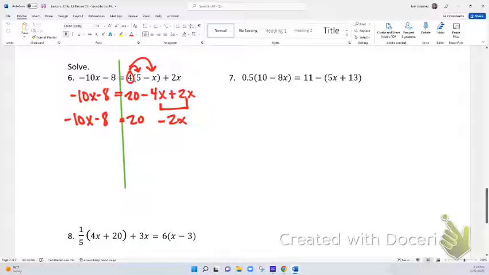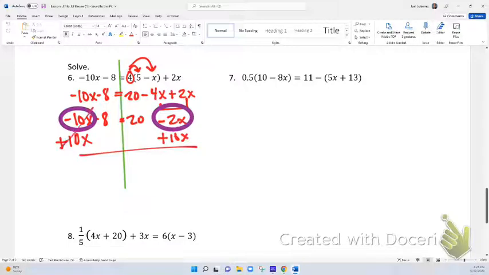you simply look at your values of x. So this is a negative 10. This is a -2. Which one is smaller? The -10, because they're both negatives, but the bigger the number, the smaller it is. So in this case, we're going to add 10x. So those go away. You're left with a -8. Still haven't done anything to that 20. And then -2 plus 10 gives you 8x.